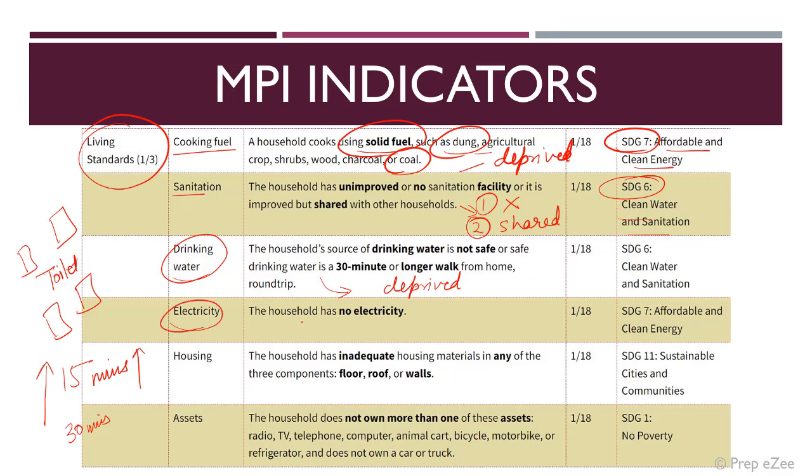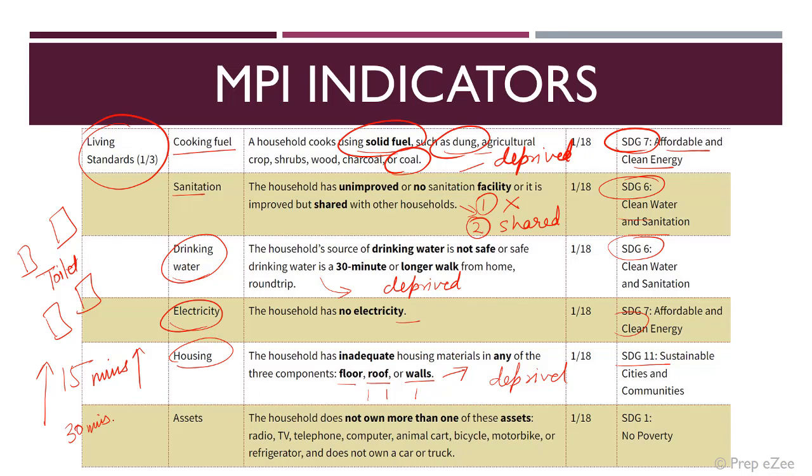Any household not having electricity is also considered as deprived. Of course, drinking water can also be considered in SDG 6, and electricity under SDG 7, that is affordable and clean energy. Then there is housing. If any household is having floor, roof or walls of kacha material, that is not proper, inadequate housing material, then that is also deprived. If all three of them, floors, roof and walls, are pakka, that is, all three are properly finished and made, then that is not deprived. But if any one of these three is not pakka, then that is also considered as a deprived household. And that also comes under SDG 11, Sustainable Cities and Communities.